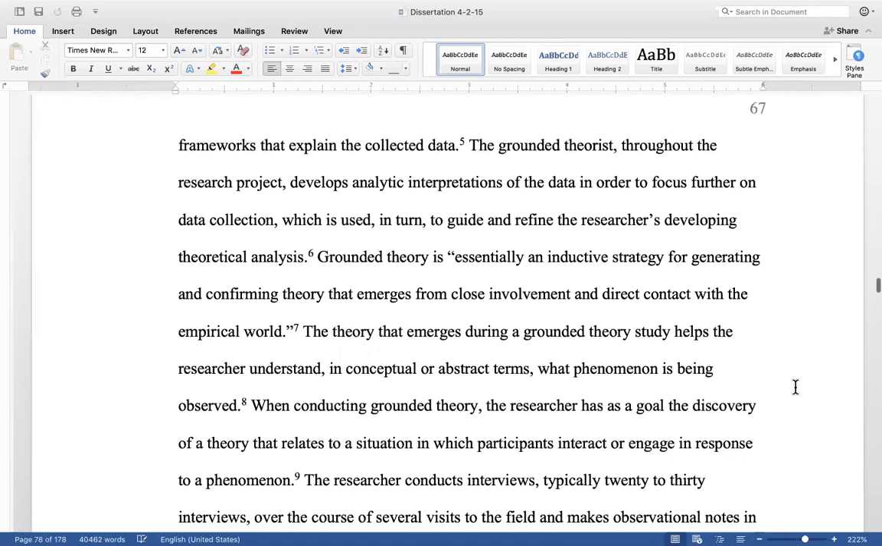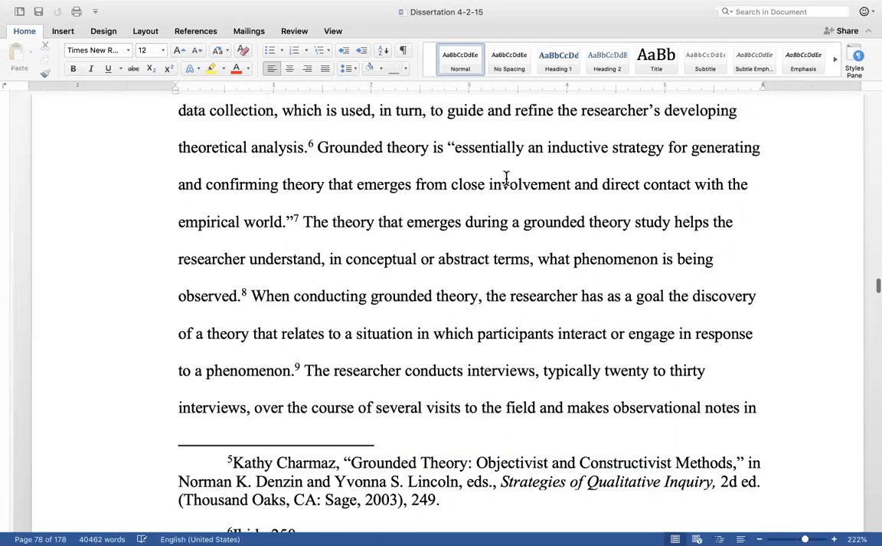So the student goes on, and the student actually has a direct quote: essentially an inductive strategy for generating and confirming theory that emerges from the close involvement and direct contact with the empirical world. I know that this did not come out of the student's mind. The student is saying to me, hey, look, I'm making a direct quote. Because it's less than 4 lines long, let's count them. 1, 2, 3. It's less than 4 lines long. We enclose it in quotation marks.